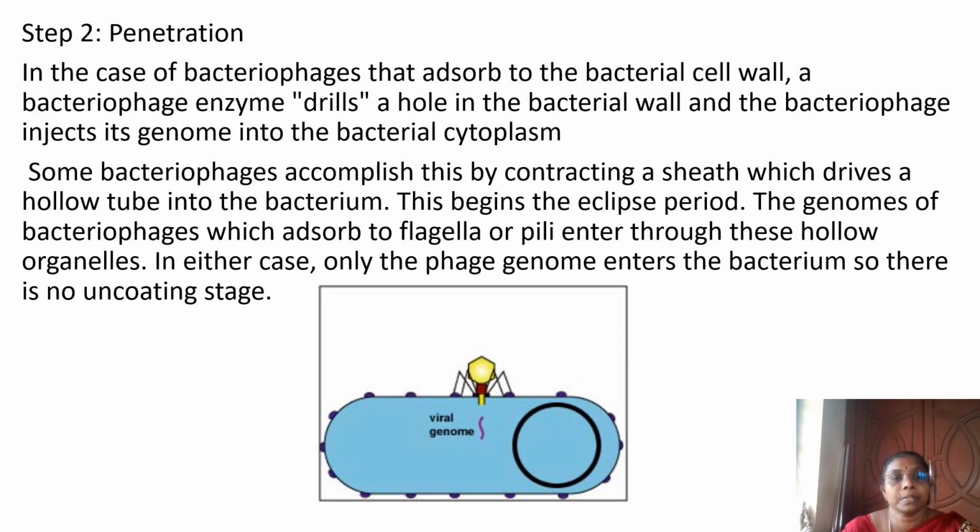So the first step is adsorption. After adsorption, there is penetration. In the case of bacteriophages that adsorb to the bacterial cell wall, a bacteriophage enzyme makes a hole in the bacterial cell wall, and the viral genome is injected into the bacterial cytoplasm. This process is called penetration. Some bacteriophages accomplish penetration by contracting a sheath which drives a hollow tube into the bacterium, and the genome is injected into the bacterial cytoplasm.